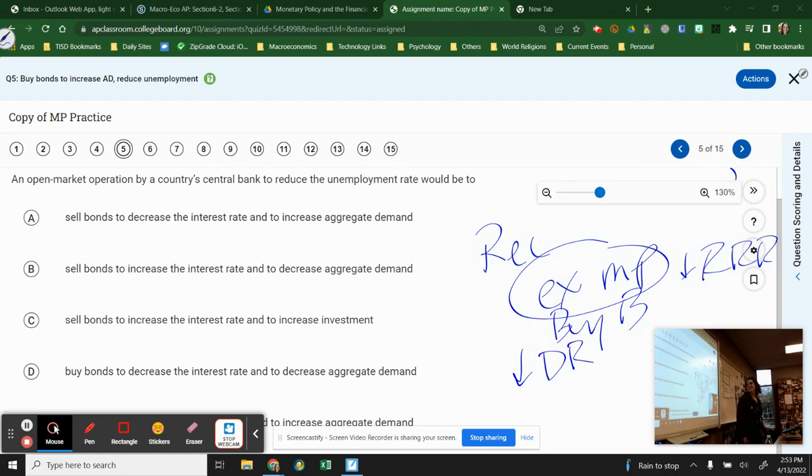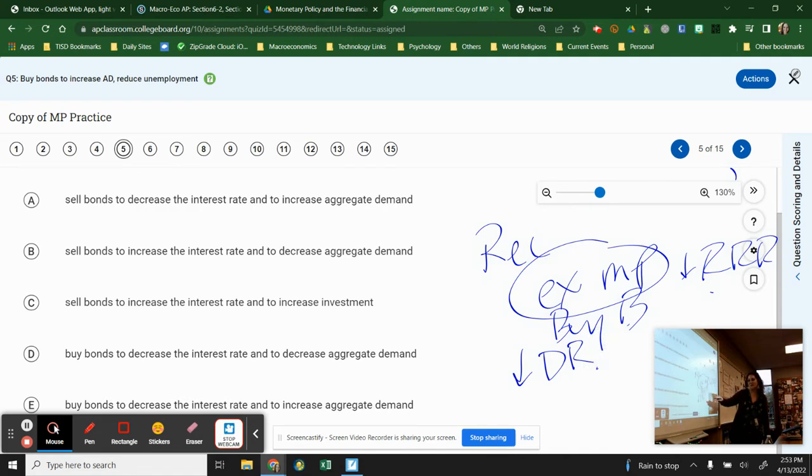It makes sense. So which one of these answer choices is telling me that we're doing expansionary monetary policy? E. The one that you can't see? Yes. Cool. Buying bonds to decrease the interest rate. What interest rate am I referring to? The discount rate, the federal funds rate, or the nominal interest rate. Both of those are the same answers. And lowering the interest rate increases aggregate demand because it makes loans cheaper and people will take out more loans.